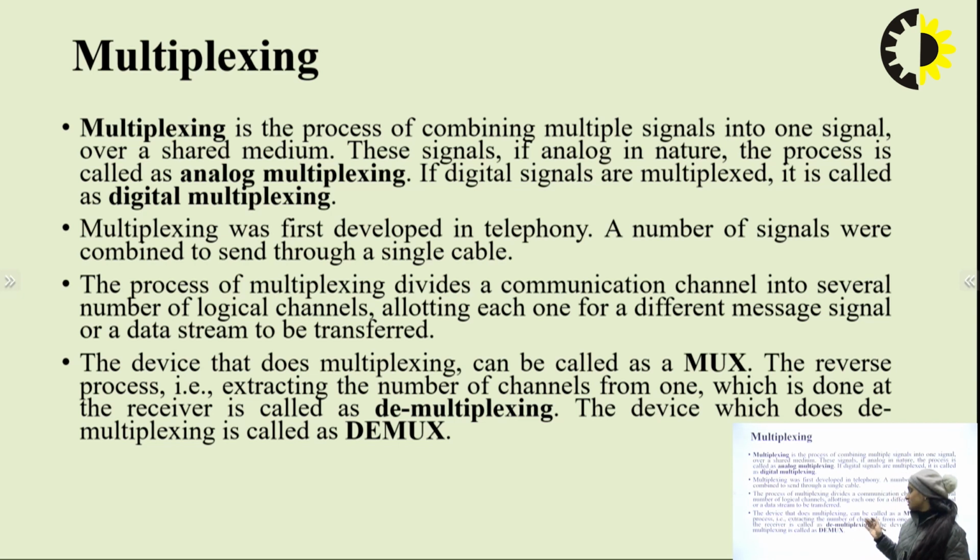The device that does multiplexing can be called a mux, and the reverse process, extracting the number of channels from one, which is done at the receiver, is called demultiplexing, right? The device which does that is called a demux. The device that performs multiplexing is called a multiplexer, and the device that performs demultiplexing is called a demultiplexer.